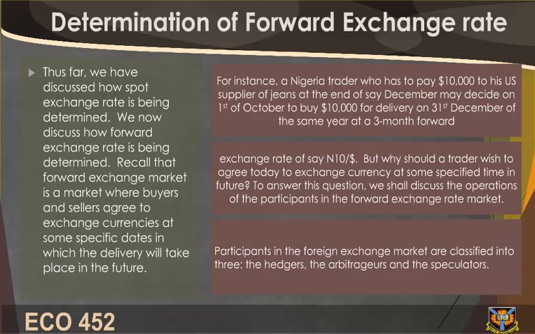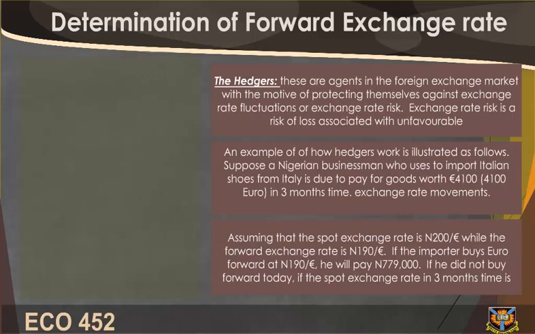Participants in the foreign exchange market are classified into 3: the hedgers, the arbitrageurs, and the speculators. The hedgers. These are agents in the foreign exchange market with the motive of protecting themselves against exchange rate fluctuations or exchange rate risk. Exchange rate risk is a risk of loss associated with unfavorable exchange rate movement. An example of how hedgers work is illustrated as follows.